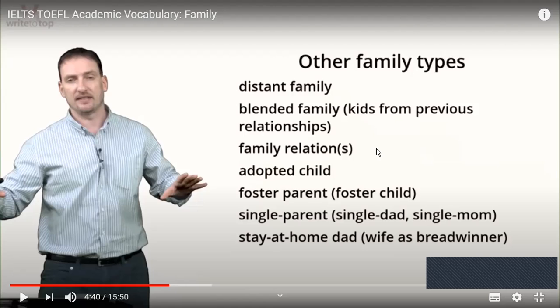Yeah. A single parent is a person who lives with a child or children and who doesn't have a spouse or live-in partner. Yes, very good. And stay-at-home dad, wife as breadwinner. Yeah. Stay-at-home dad.